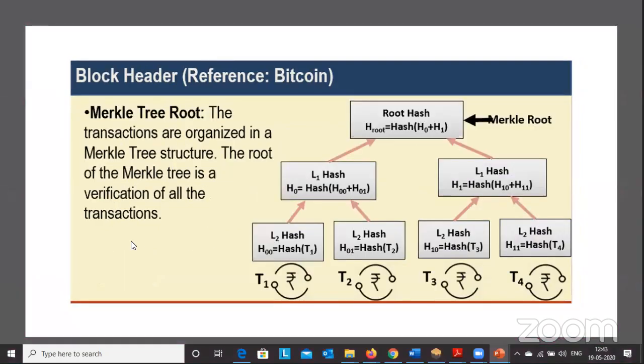Now the Merkle tree root. We have seen this field in the block. We are storing the transactions in the body. See the diagram: T1, T2, T3, T4 are the transactions. We take the hash of each transaction, represented in binary as H00, and so on. This is the L2 hash, L1 hash. The hash of the entire thing will be the Merkle root. So the hash of transactions is the Merkle tree root.